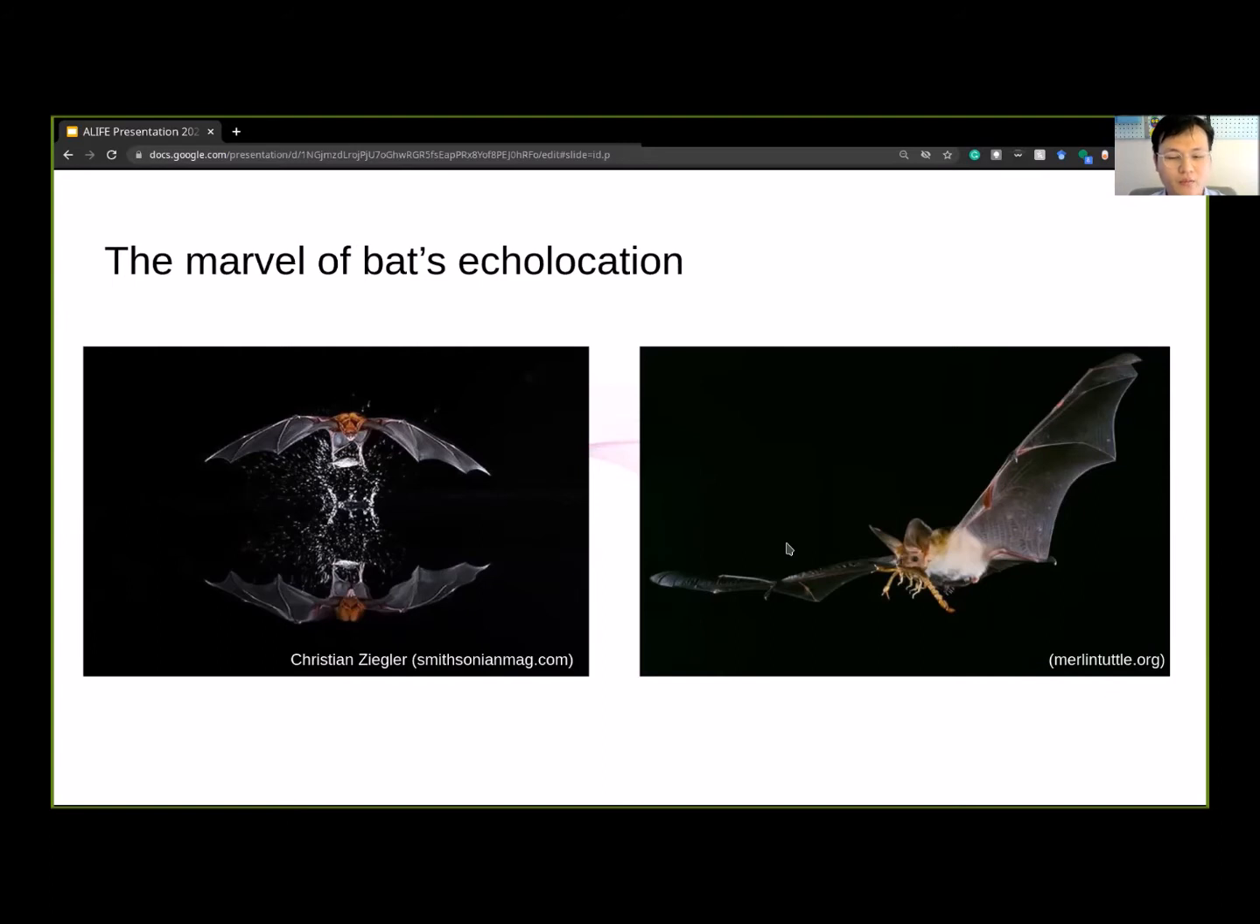So in this picture, you can see this bat was able to catch a tiny fish out of the water. And to explain how complicated this task is, water acts like a perfect mirror for echo. So of all the echoes that the bat was pinging at the water, most of them are reflected away, but this bat was able to catch the fish out of the water. So that is pretty amazing. Another example is a bat was able to catch prey mid-air, right? So that's another pretty complex task.